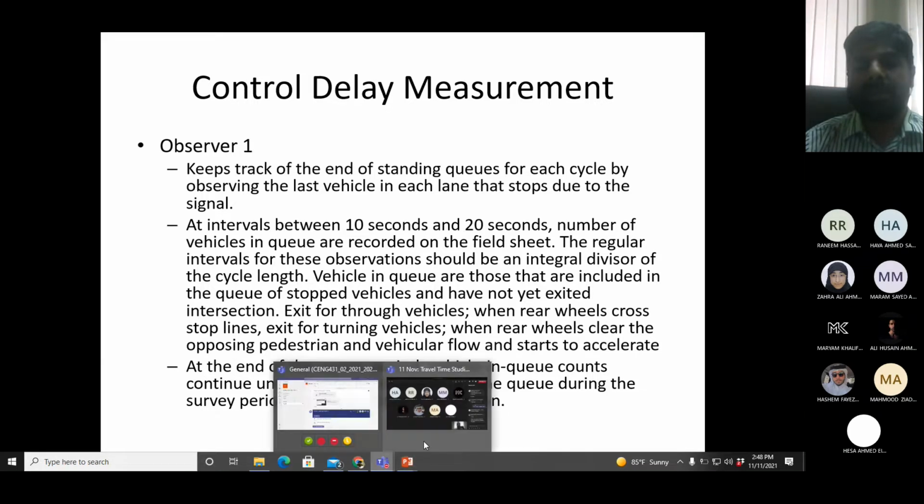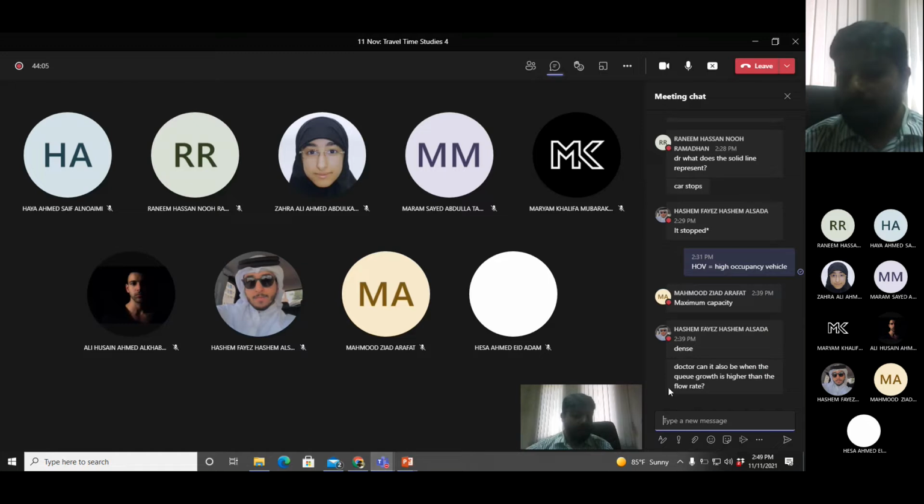It can also be when the queue growth is higher than the flow rate. Yes, if the queue growth is higher than the flow rate, you will see the overflow in that case. So it is included. What you are saying is already included in the conditions.